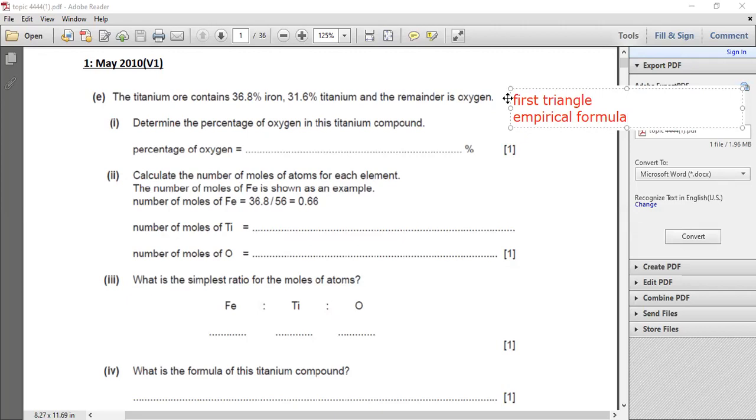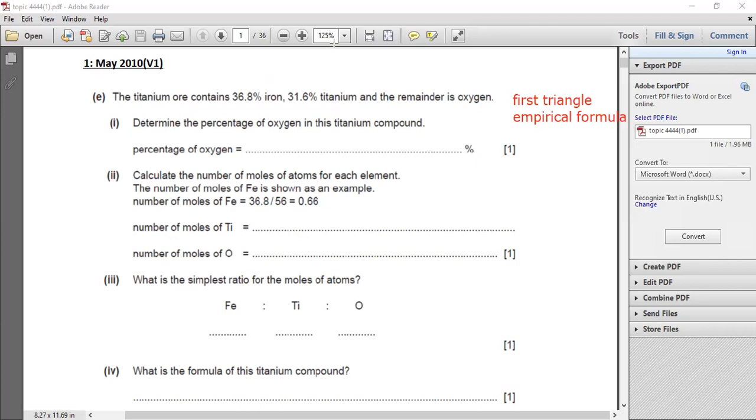So I ask Talal to start to read the question letter E, please. Just read. Okay. The titanium ore contains 36.8% iron and 31.6% titanium, and the remainder is oxygen. 1. Determine the percentage of oxygen in this titanium compound.